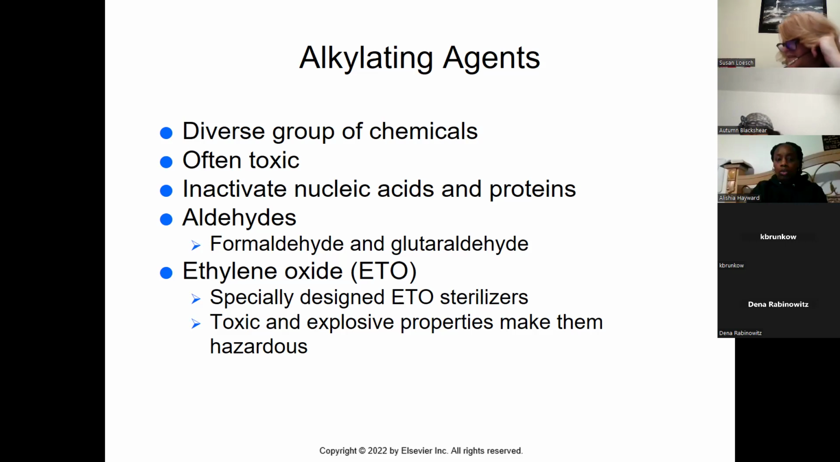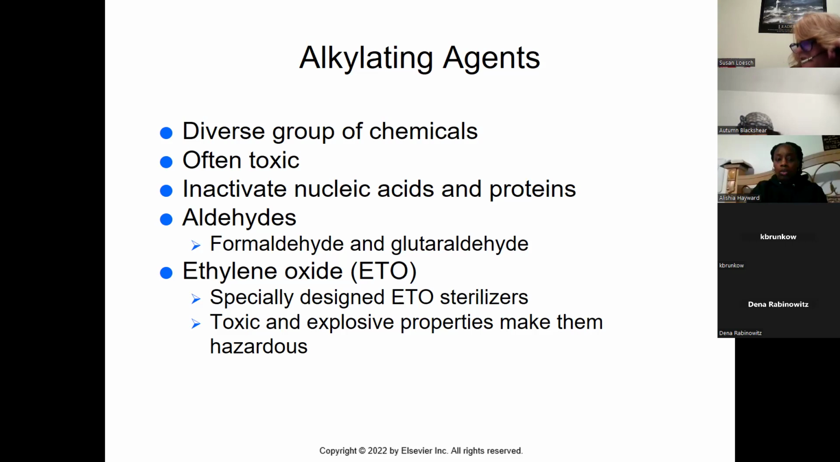And then we have ethylene oxide. This is a colorless gas. It exists as a gas at room temperature. It is a sterilizing agent in the hospital and some dentist's offices. It also helps us disinfect plastics and heat-sensitive instruments in the hospital. It is highly toxic and explosive, so you have to be specially trained to use it. You can only use it on certain equipment. They're called special ETO sterilizers. And then we have hydrogen peroxide.